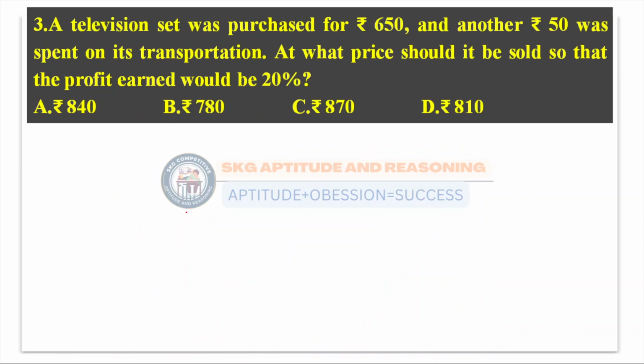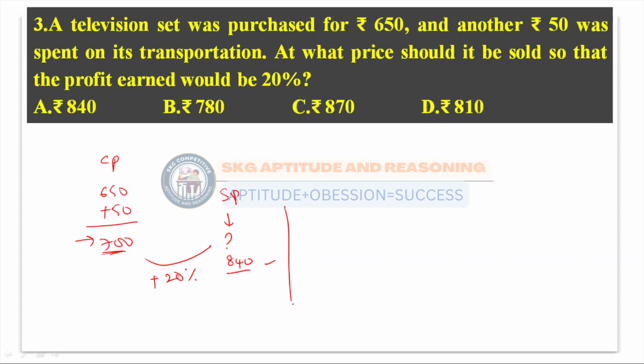And the next question. A television set was purchased for 650 rupees, and another 50 rupees was spent on its transportation. So the overall cost price of that article will be 700 rupees. At what price must it be sold so that he gets a 20 percent profit? What is 20 percent of 700? 10 percent is 70 and 20 percent is 140. So it will be 840.